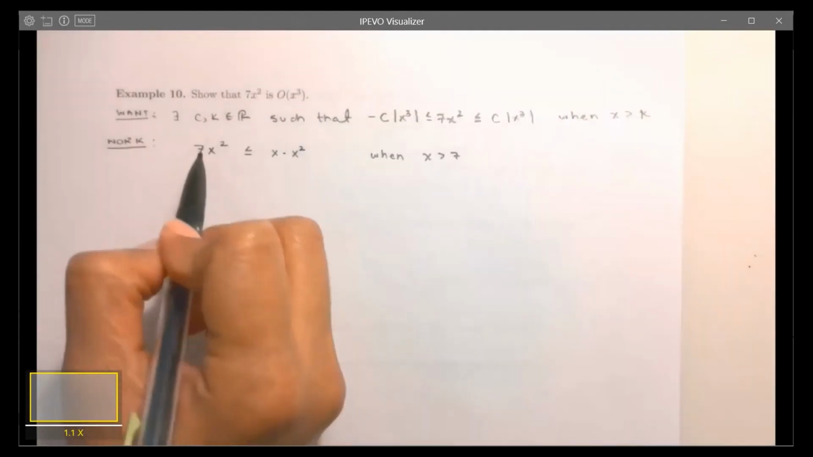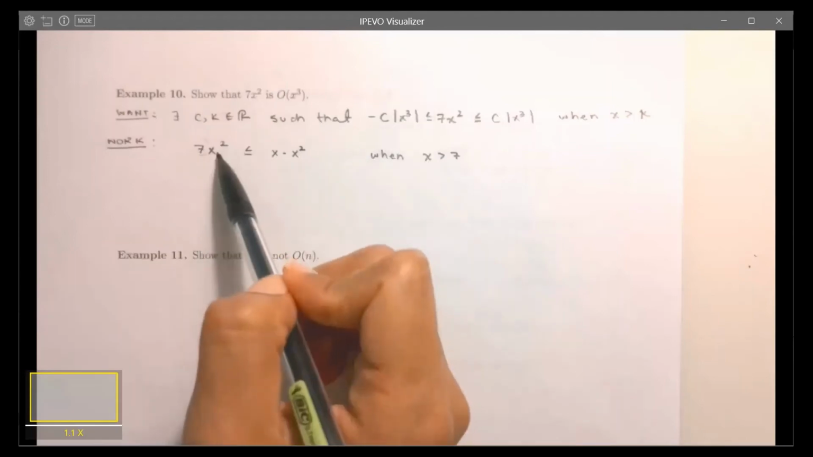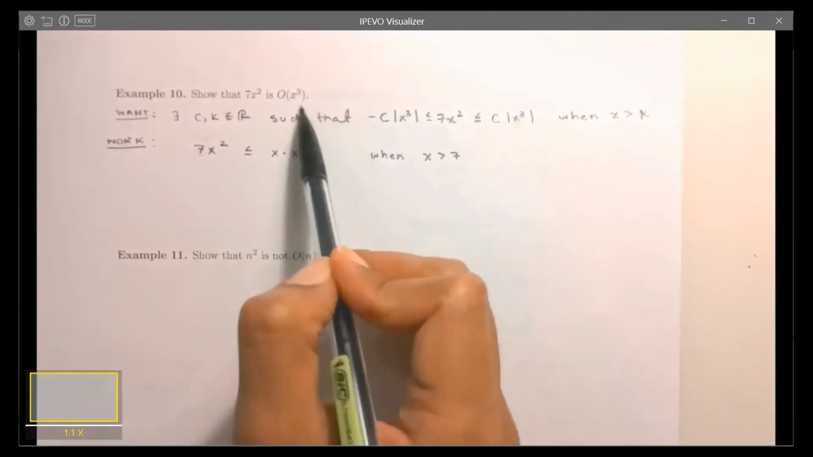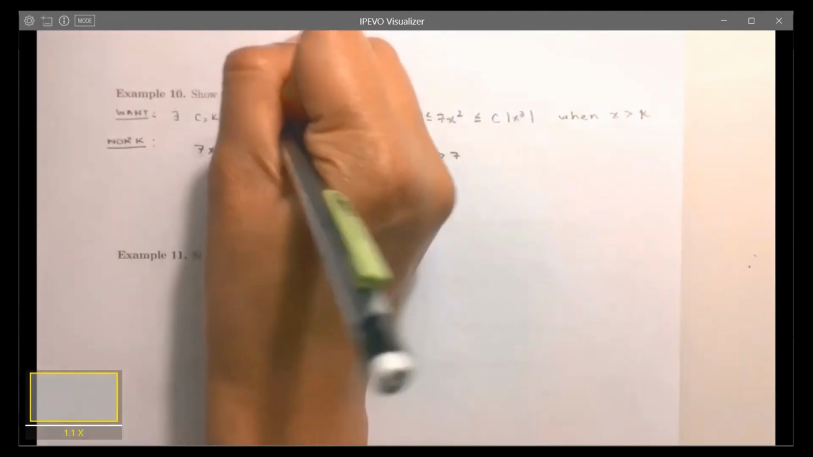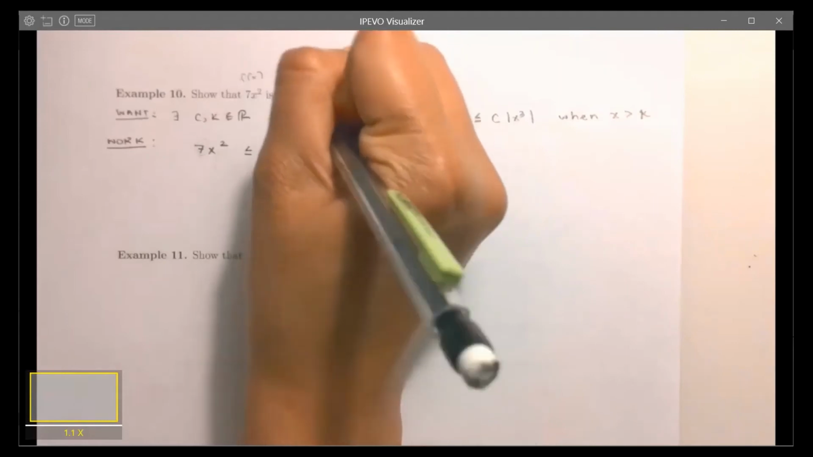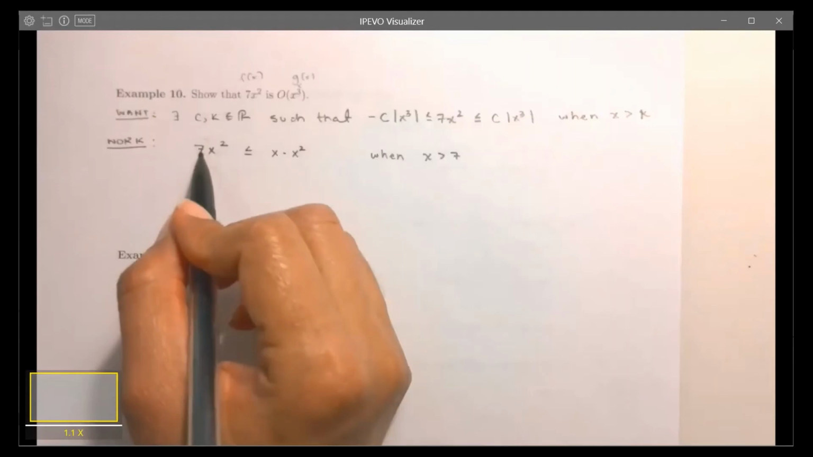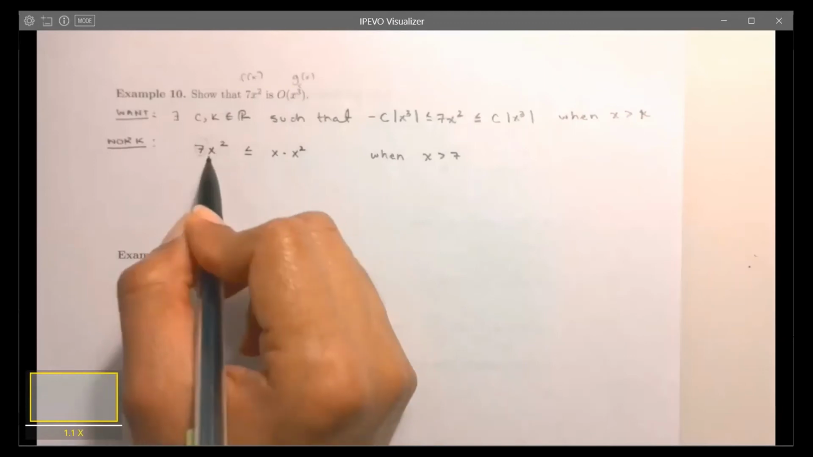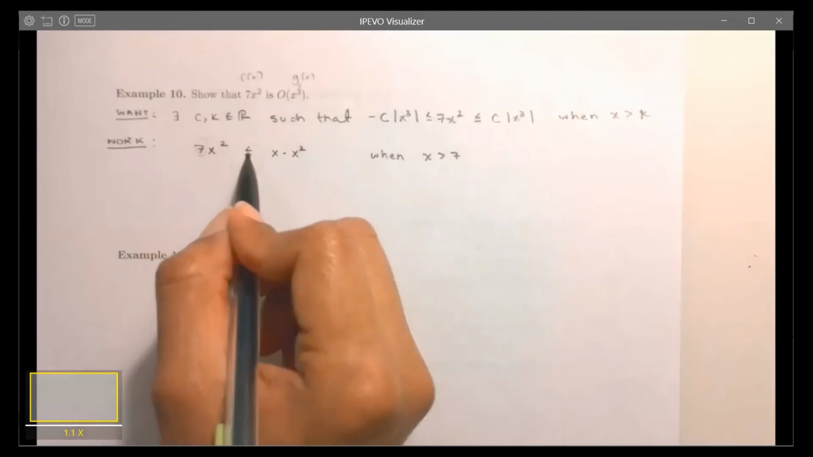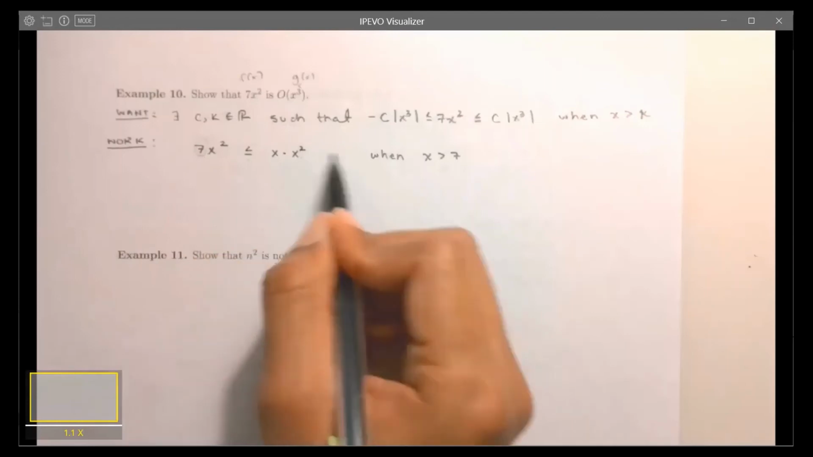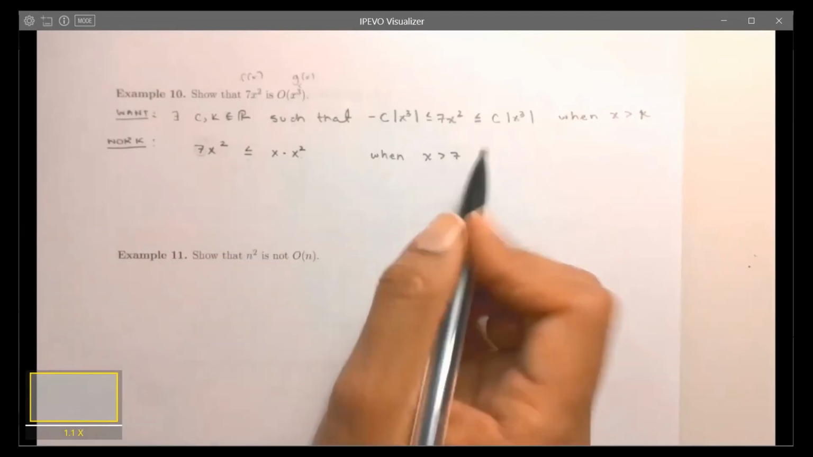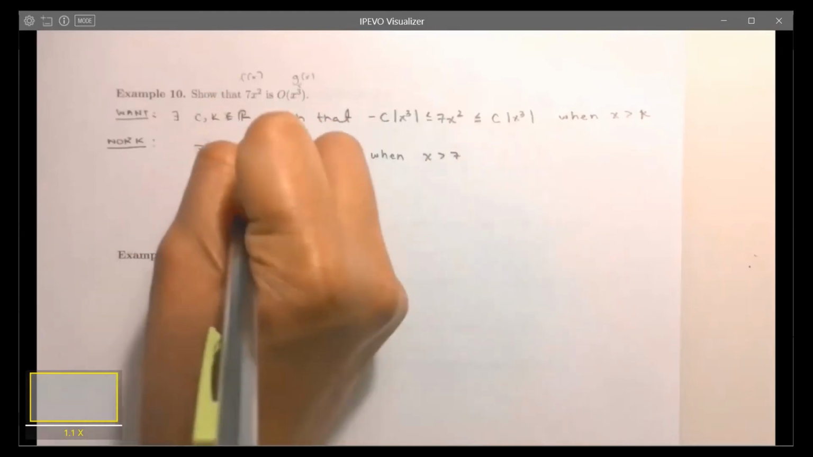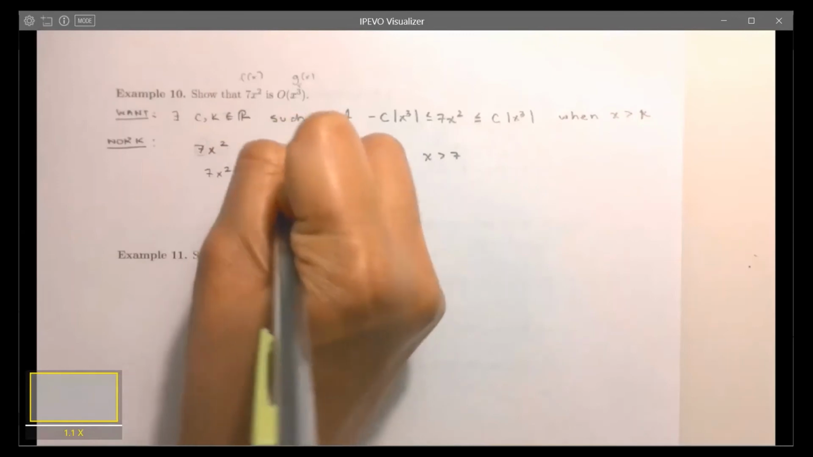When you have this situation where your f of x is pretty close in degree to the g of x you're trying to show it is big O of, then sometimes it's useful to transform any constant that you might have into an x. So 7 times x squared is going to be less than or equal to x times x squared whenever x is greater than 7. So what that means is that 7x squared is going to be less than or equal to x cubed.